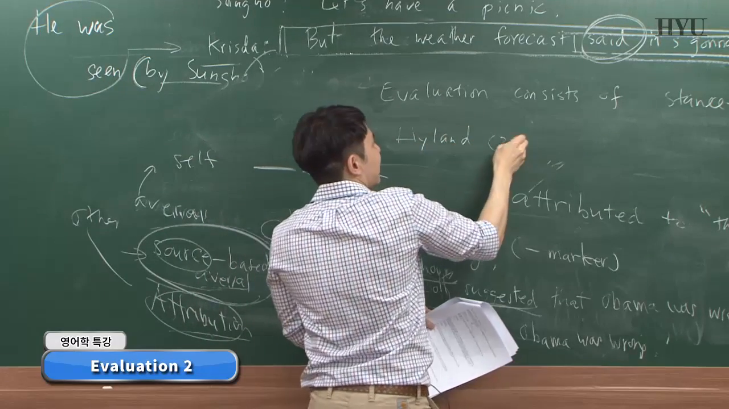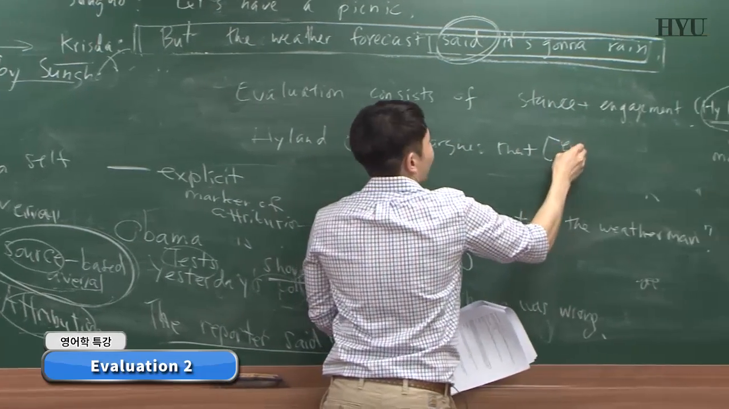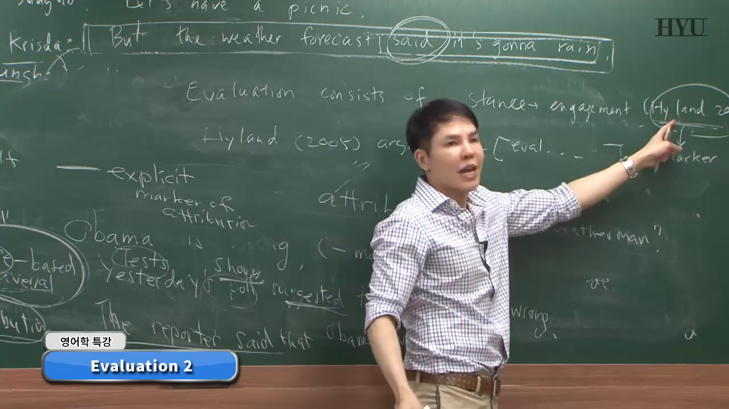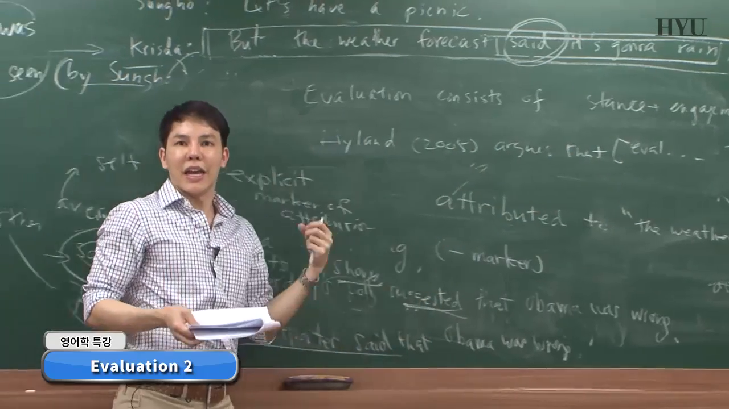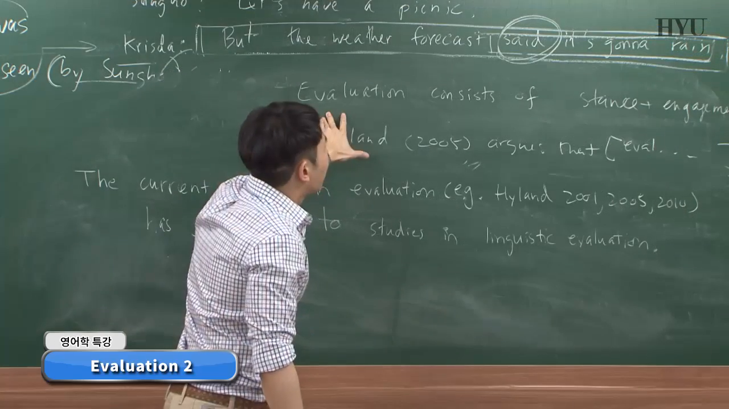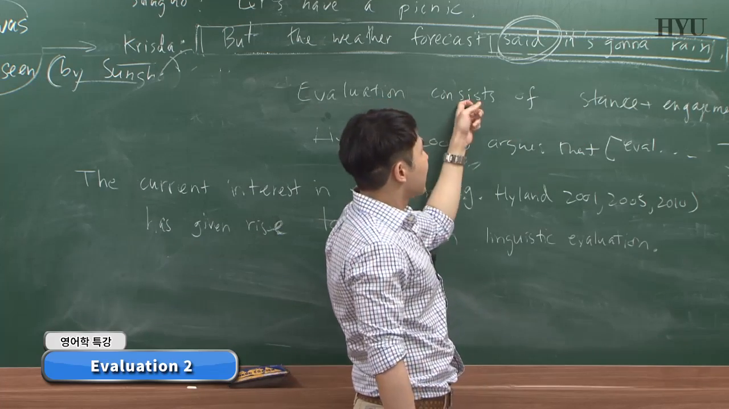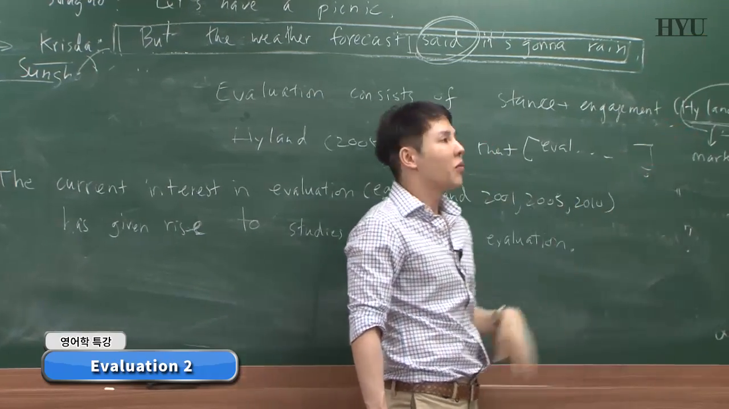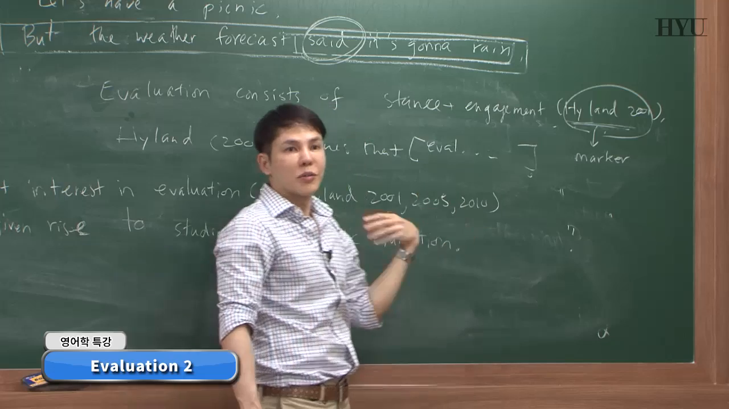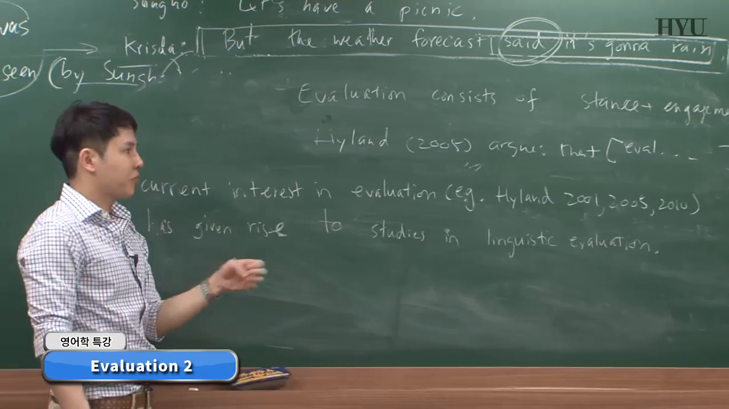Hyland 2005 argues that evaluation consists of two things. You can write it this way, or in academic writing, there's this type of citation also. So that could be a marker of attribution, okay? In the case that we looked at before, evaluation consists of stance and engagement, then parentheses Hyland 2001, we say that this citation is a marker of attribution, because it comes from Hyland saying that evaluation consists of stance and engagement, okay?